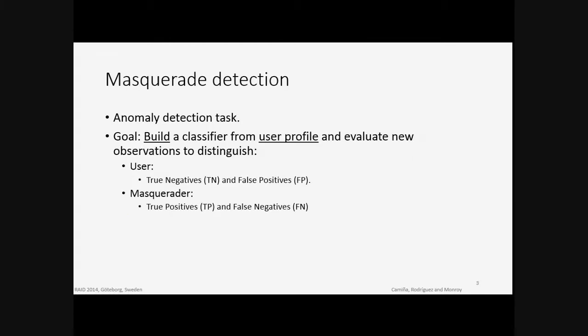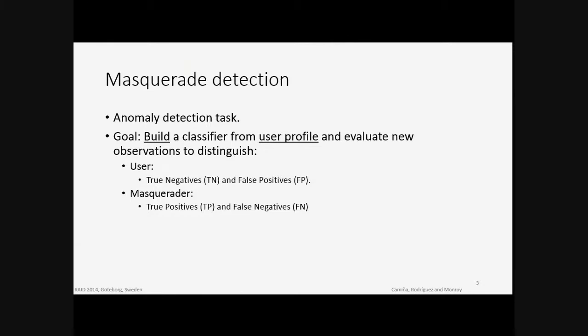This problem is usually approached as an anomaly detection problem, where the goal is to build a classifier from the user profile. They check the normal behavior of the user, and with this behavior they build a profile. Every new behavior that they detect, if it deviates from the normal behavior, is considered an anomaly, and it's an attack. And if it doesn't deviate, then it's considered normal.